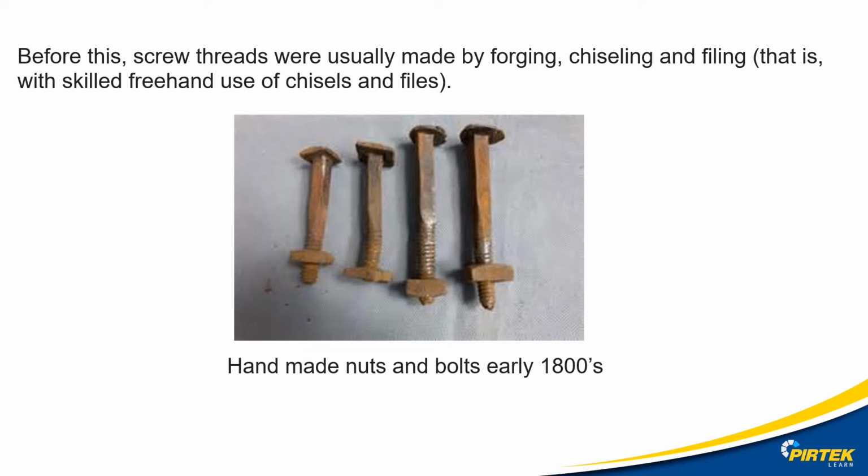Here we have a picture of some pre-Industrial Revolution nuts and bolts. Imagine having to forge, file, and chisel every single nut and bolt by hand. Without standardization and automation, the Industrial Revolution and industrialization would not have been possible.